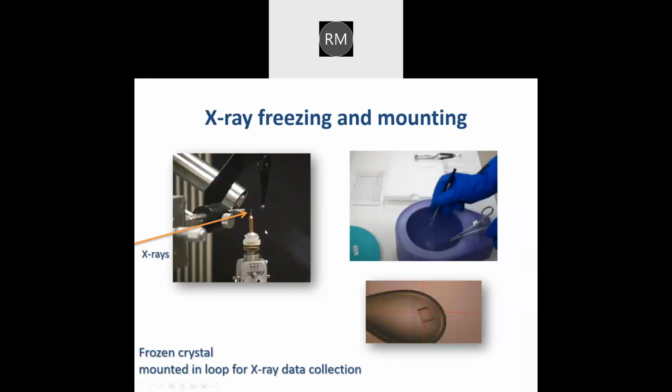So this is some kind of mounting device, and at the tip of this you can see the loop, and in the loop you can see the crystal which is mounted using the microscope. And the other scattered beam you get on the detector.